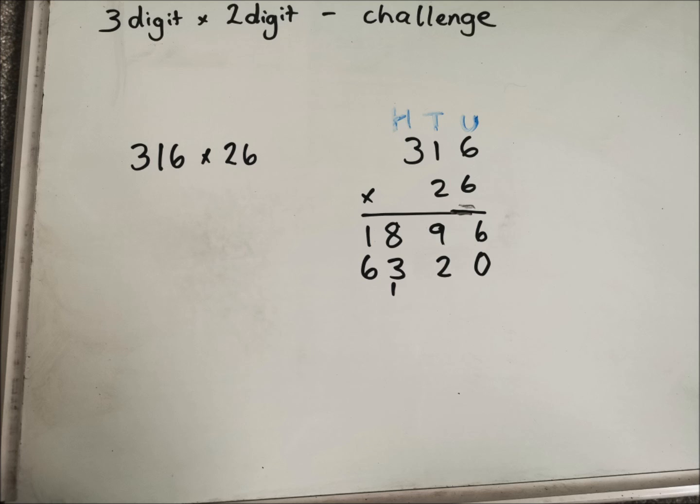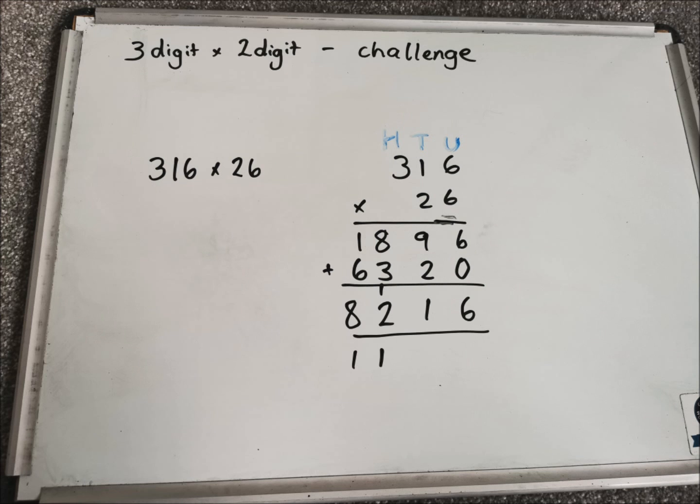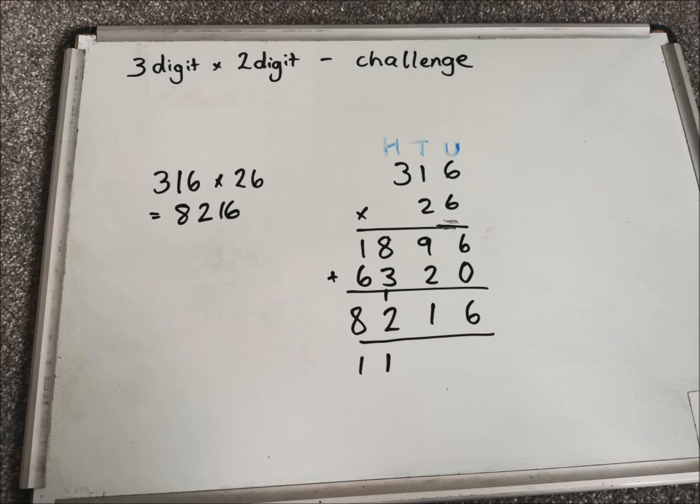So we do 2 times 6, which is 12, and carry the 1 over into the hundreds column. 2 times 1, which is 2, add on the 1, which makes 3 in the hundreds column, and then 2 times 3, which is 6 in the thousands column. Add those two answers up, and we should have got 8,216 as the final answer there. So that was the challenge for this method.